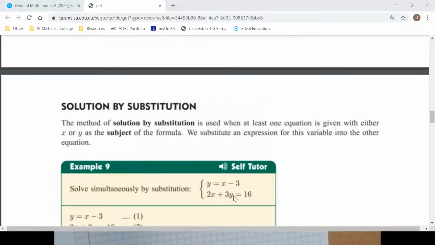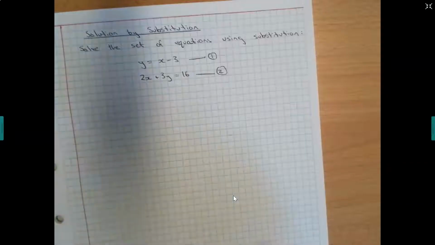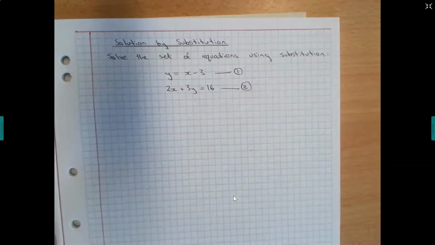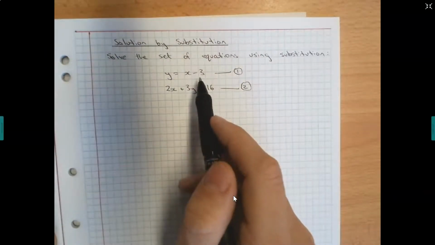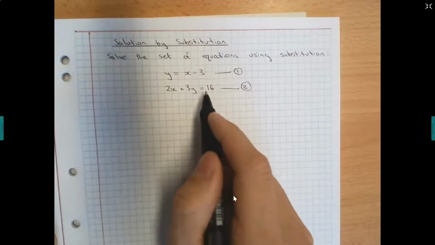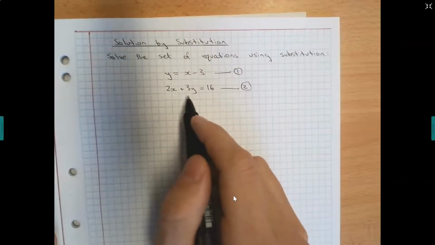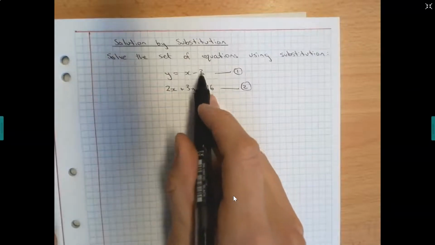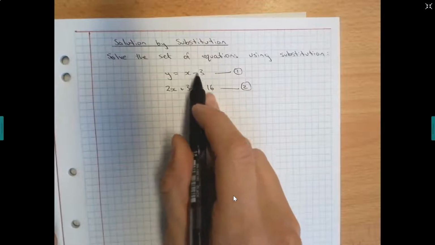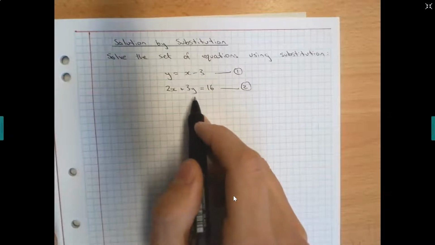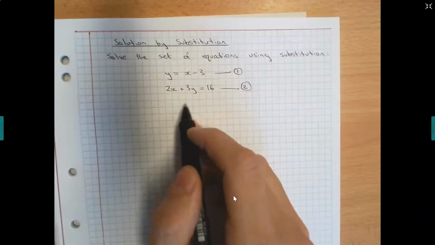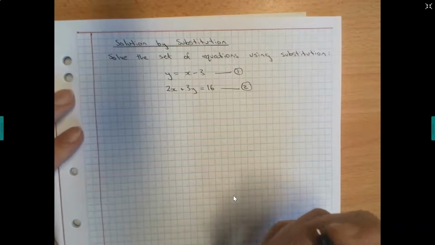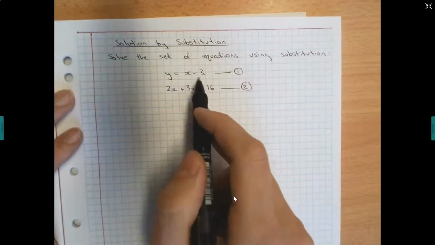So if I come over to my graph paper, you can see I've just copied the two equations out. Basically, if I have two variables in one equation, it's not helpful for me. I'm not able to solve for those unknowns. However, if I substitute my value of y, which is x minus 3, into this equation here, you can see I only have one unknown variable, and that will allow me to solve for my unknown variables. So what we say is we substitute one into the other.